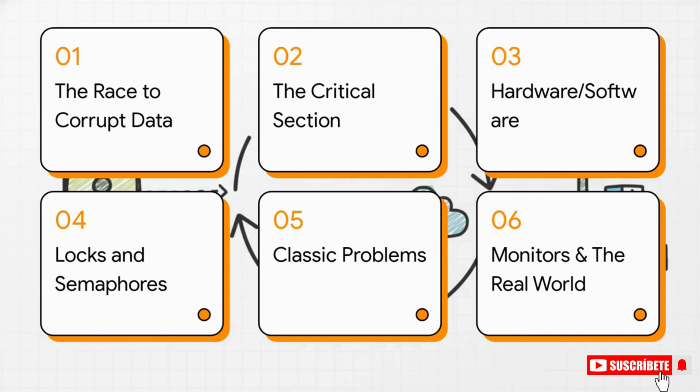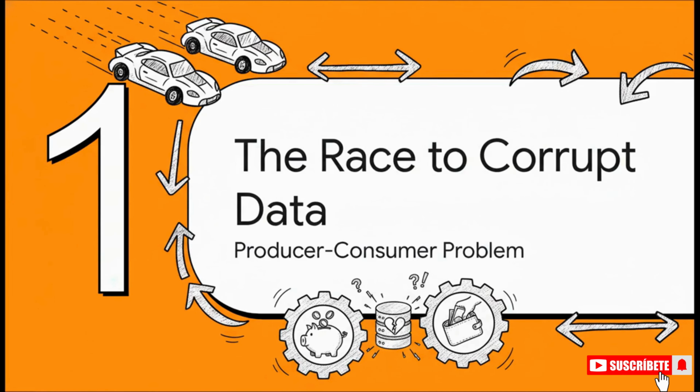So here's our game plan for today. We're going to start by really defining what this race to corrupt data is all about. Then we'll formalize it into something called the critical section problem. From there, we'll explore the solutions, from the raw hardware all the way up to fancy software tools like locks and semaphores. We'll even use these tools to solve some classic computer science puzzles. And finally, we'll see how it all comes together in the real world with things like monitors. All right, let's dive in.